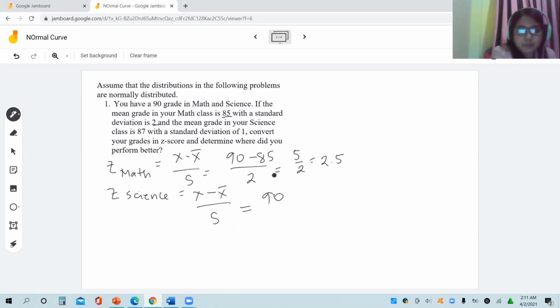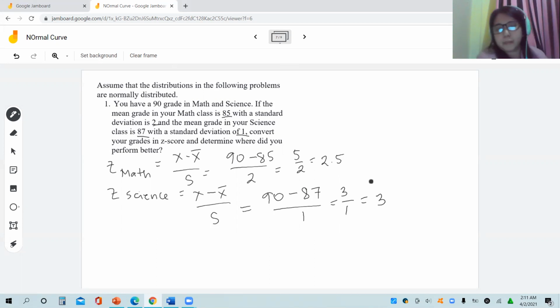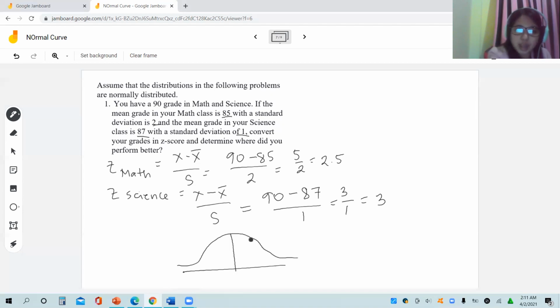Now for z science, this is x minus the mean, also all over the standard deviation. We have the same x, or score, which is 90. But for science, the mean is 87 and the standard deviation is 1. So 90 less 87 over 1 gives you 3 over 1, or simply 3. Let us double check: 90 minus 87 is 3. If we plot this in our normal curve, it means that the z-score of science is higher than the 2.5. This is science and this is math.